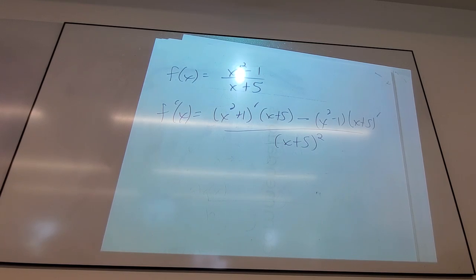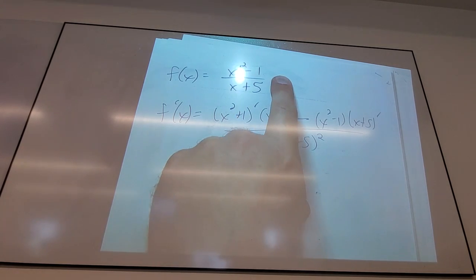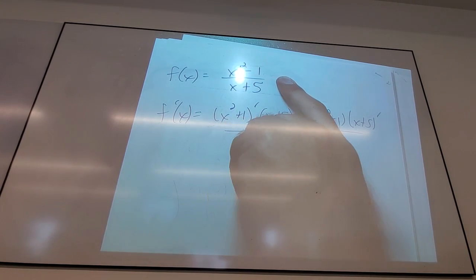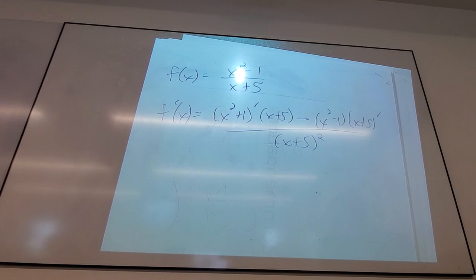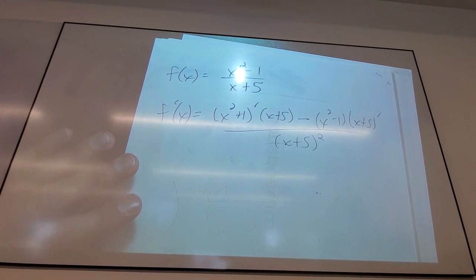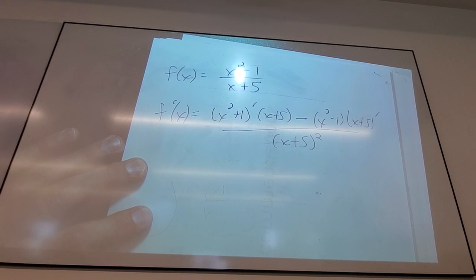When we learn chain rule, I will come back and show you. Young Jeff, when I was learning calculus, I never did quotient rule. I have come to appreciate it now. But when I was first learning this stuff, I always brought this up and used something we'll learn later called chain rule.